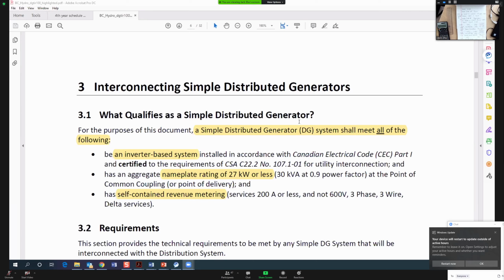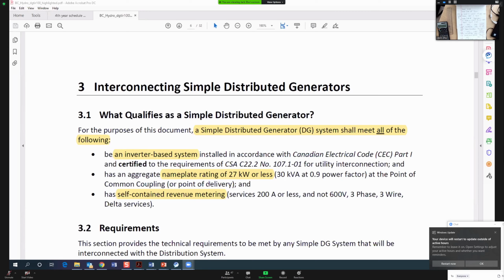And the rating is 27 kilowatts or less. So they give you the number 30 kVA at 0.9 power factor. You have a self-contained revenue meter, so those are for 200 amps or less, 600 volts, 3-phase, 3 wire. So you have a self-contained revenue meter. You meet all those requirements, it's considered a simple distribution generator.